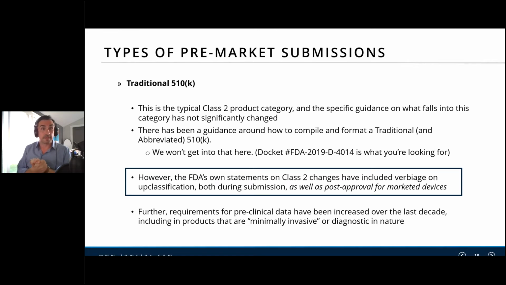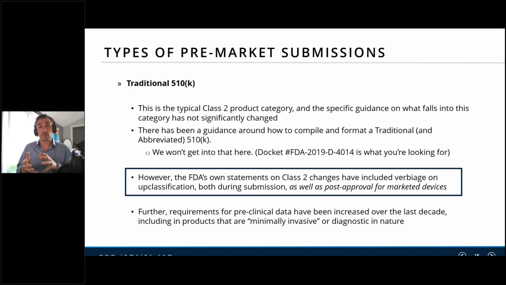Finally, we come to the whole enchilada here, and that's the traditional 510K, right? Typical class 2 product category. The specific guidance on what falls in this category is not significantly changed. So you all know what a traditional 510K is. This is the whole Megillah. There has been guidance around how to compile and format a traditional and an abbreviated 510K. So that has been published.